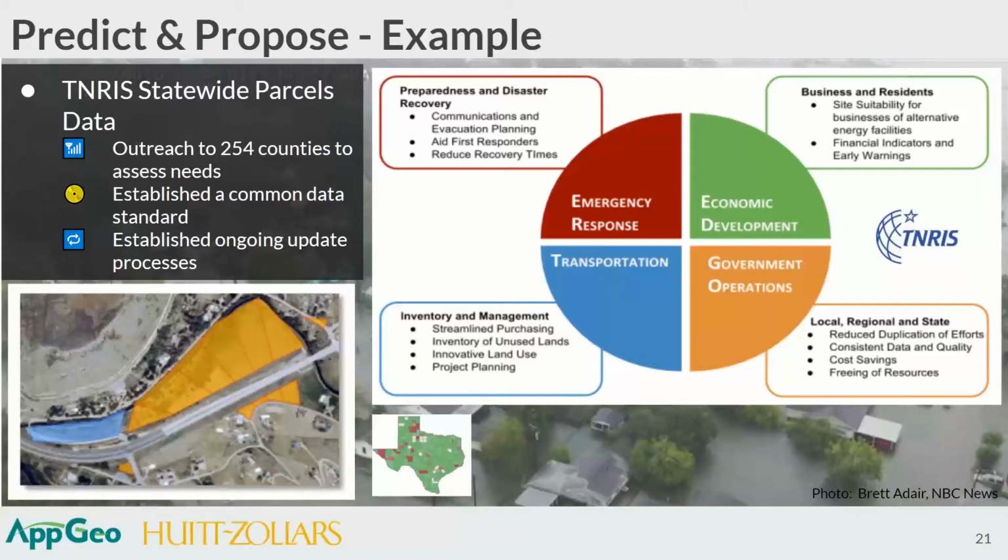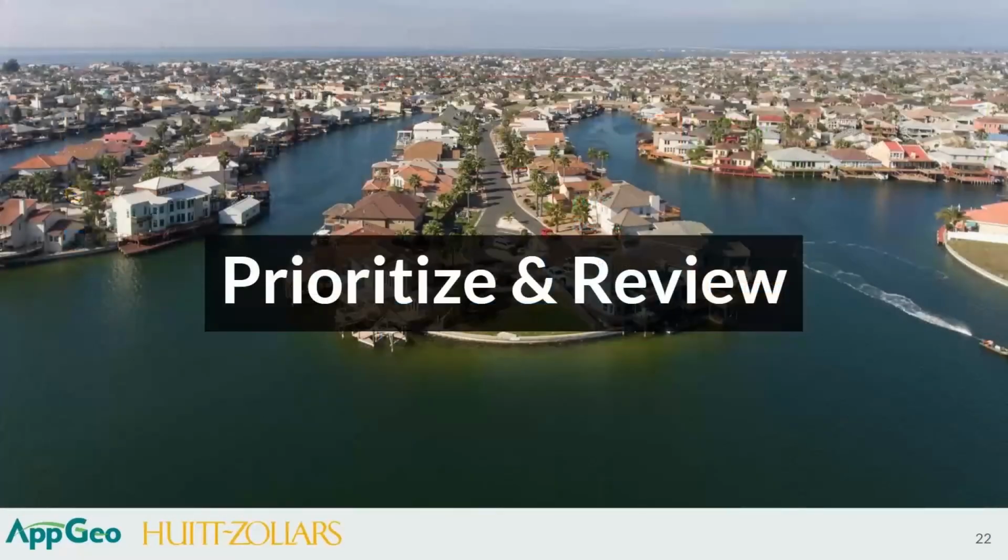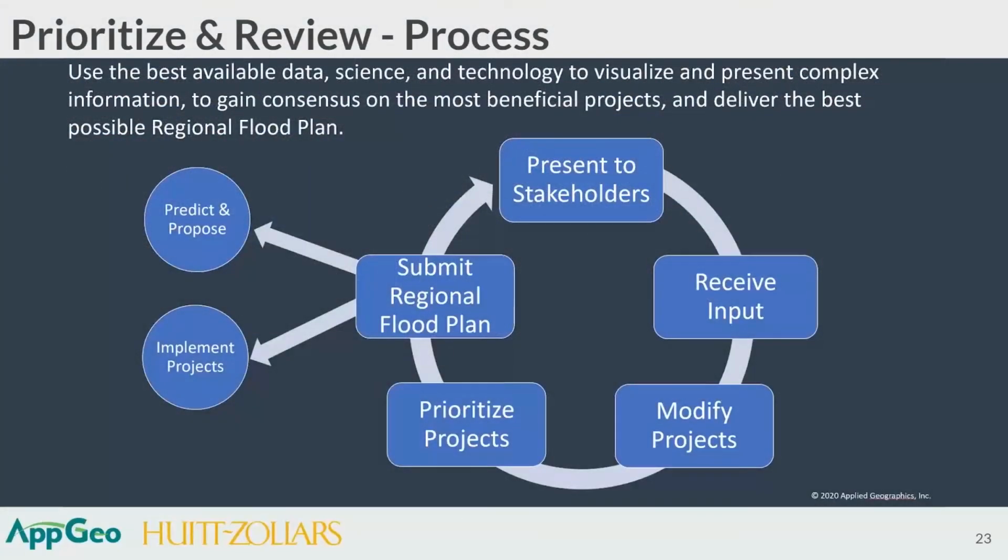And that brings us to the next stage, which is prioritize and review. Now, in this process, you've put together your data and your models and so forth, and you've identified some risk areas and some projects to mitigate those risks. And so now you need to present all that information to your stakeholders and impacted people so that they can understand what's being proposed and so that you can receive their input on those projects.